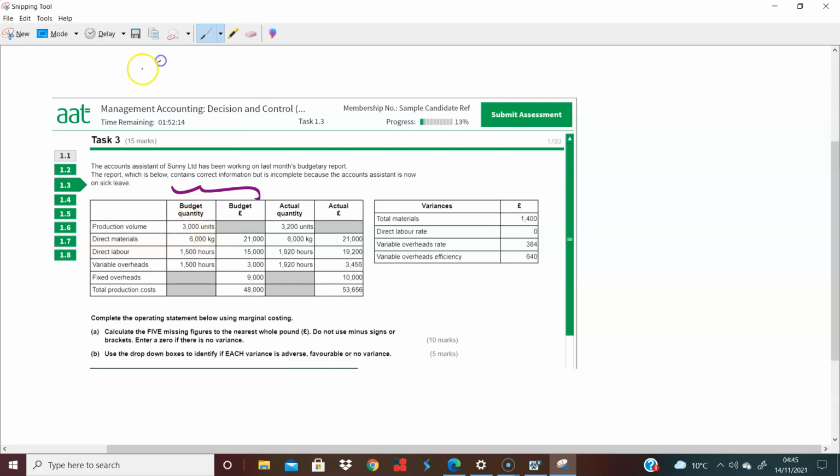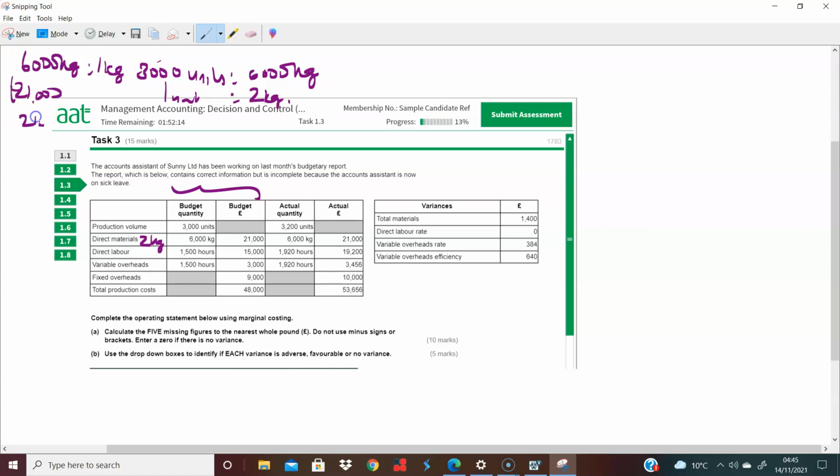You see here that to produce 3,000 units, you need 6,000 kilograms. That means to make each unit, you need 2 kilograms, so your standard is 2 kilograms. You also know that for these 6,000 kilograms, you're budgeted to spend 21,000. So the question is, what is the cost of 1 kilogram? It must be 21,000 divided by 6,000, which is £3.50. So you have your starting point for finding out anything you need.